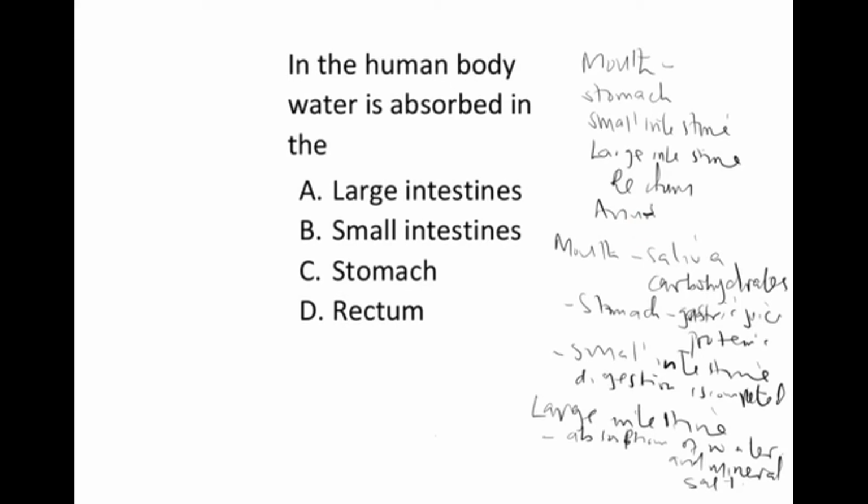So with that information now, we are able to choose the right answer. We start with the rectum. We have said rectum helps in storing undigested food material. The stomach produces gastric juice that helps in digestion of protein. Then we have the small intestine, where digestion of food is completed. It's good to note that the digestion of food starts in the mouth and ends in the small intestine.